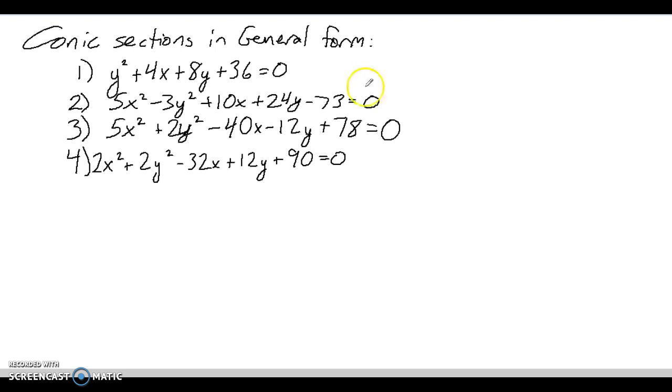So here I have four equations of conic sections in general form. And the question is, what kind of conic section do I have in each equation? Well, the trick is to look at the quadratic terms. So let's start with the first one. In this first equation, I only see one quadratic term, y squared. There is no x squared. Whenever we see only one quadratic term, we have a parabola.